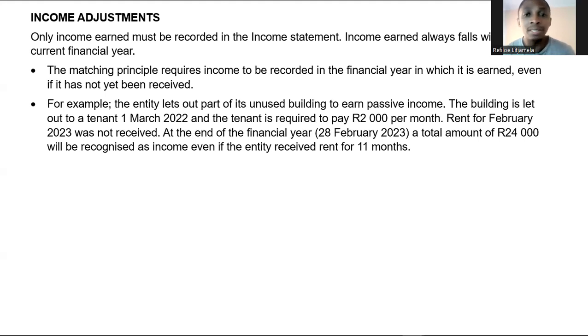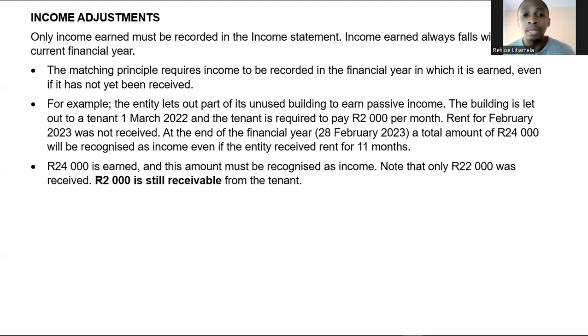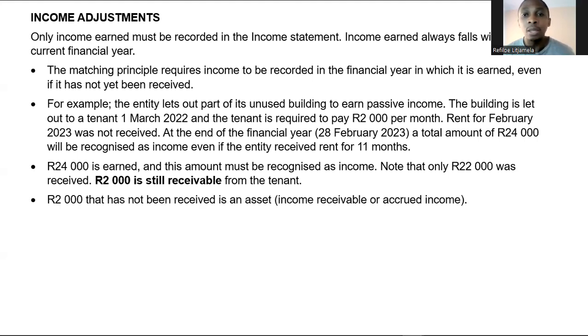Now that 24,000 is recognized as income earned, and this amount must be recognized as income. Note that only 22,000 was received. The other 2,000, we haven't received it yet, so it is still receivable from the tenant, and it's receivable by the entity. However, it is an asset because it is income that we have earned, but we haven't received it yet.